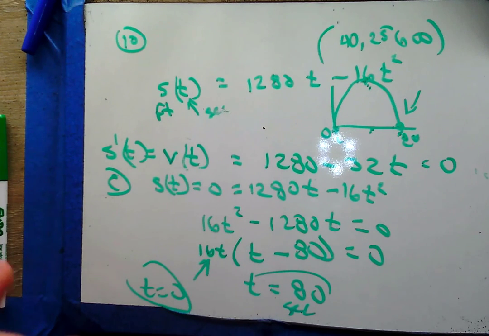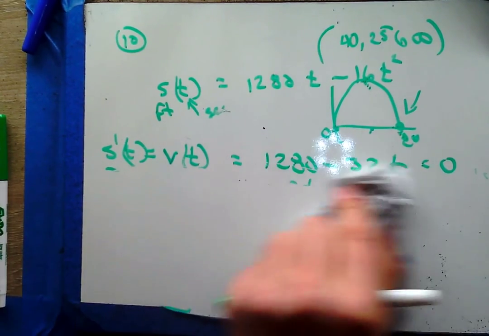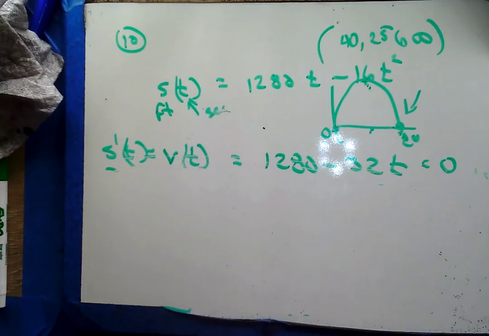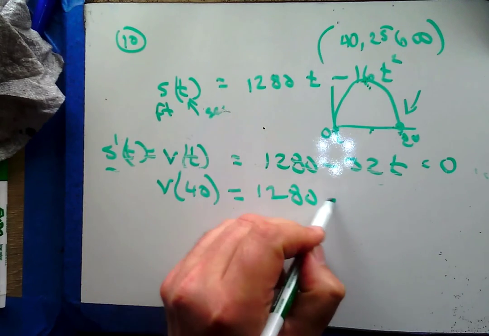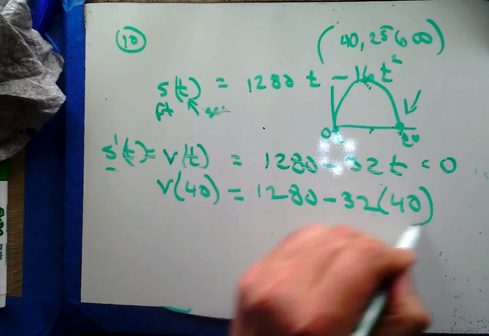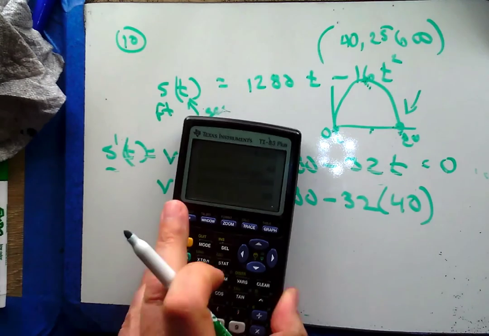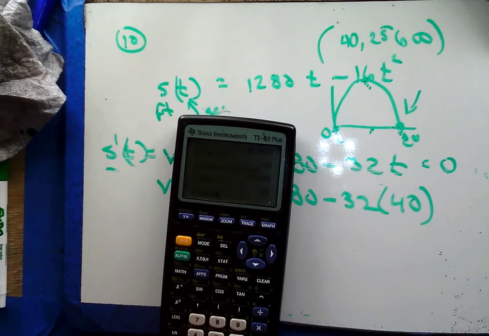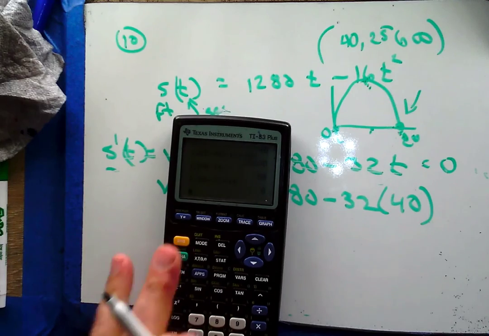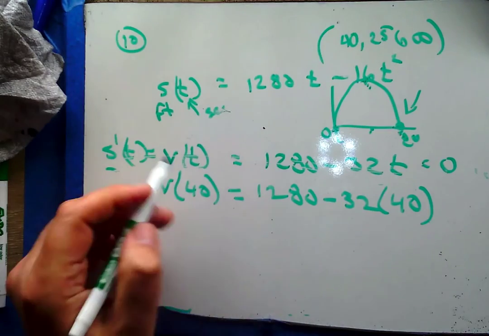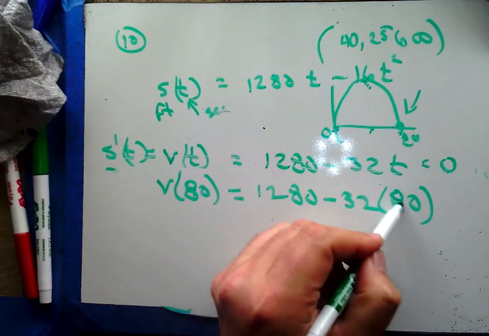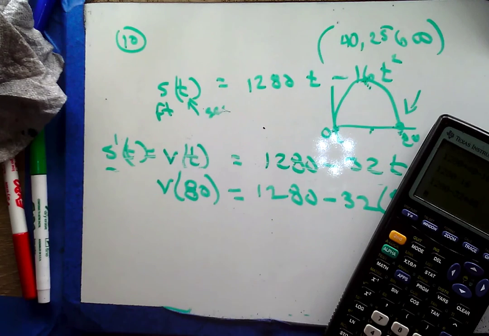Well, how fast are we going is a velocity question, and so we want to know the velocity at that point. Well, let's bust out our velocity equation. Here's velocity, and I want to know velocity at time equal to 40. 1280 minus 32 times 40. And I get 0. What? Oh, no, that's up here. Duh. We want it at 80. That's what we want. Sorry.